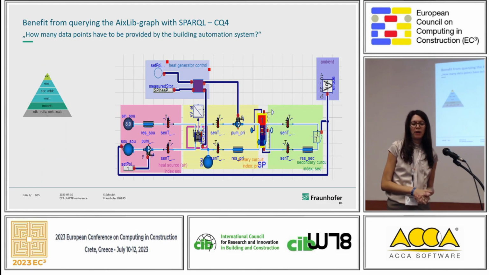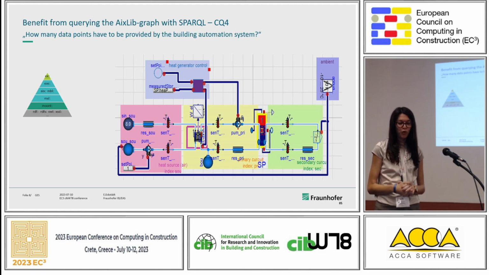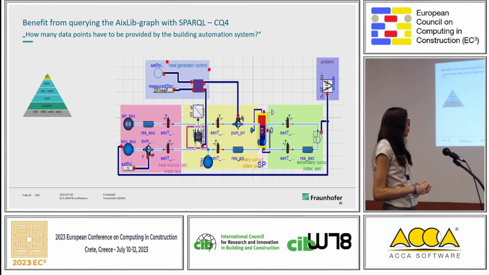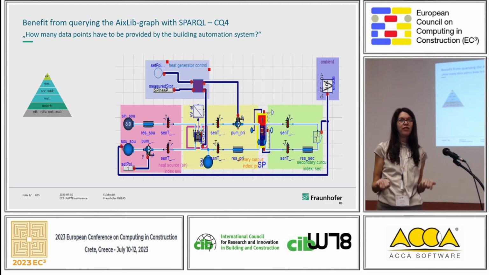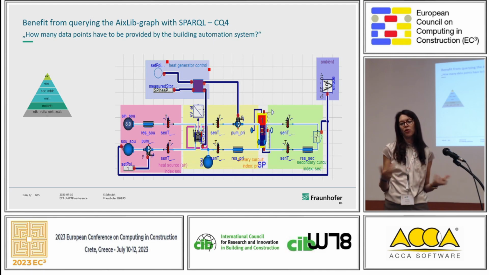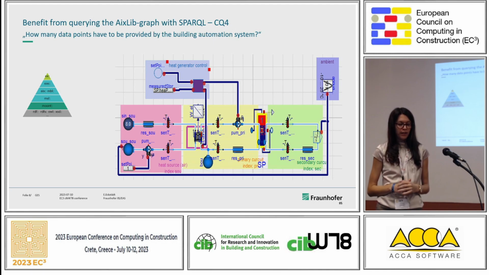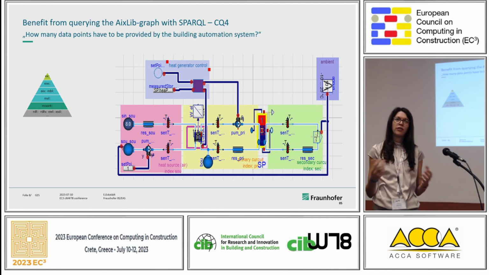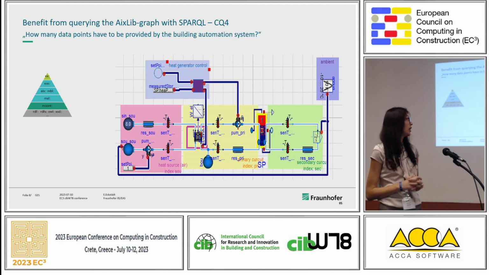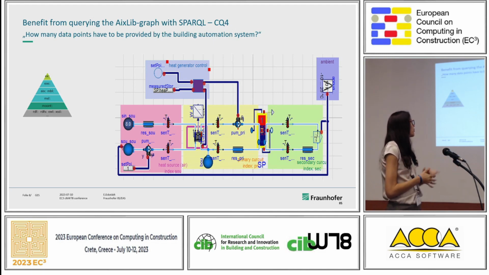So now I want to show you the benefit of the things shown before by querying this example model for competency question 4. Competency question 4 might help in the design phase to get a rough cost estimate for the tendering, since the cost of a building automation system usually depends on the number of so-called data points. And these data points map really well to real inputs and real outputs in Modelica models. So in this model, I highlighted the signal connections with thick blue lines, and I highlighted the real inputs and real outputs with red dots.